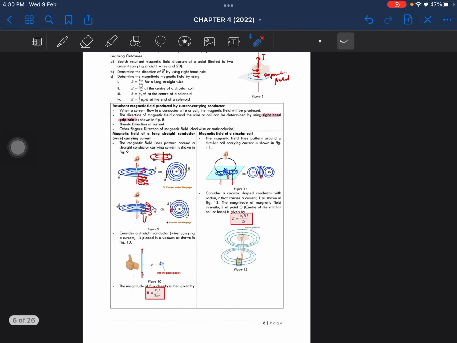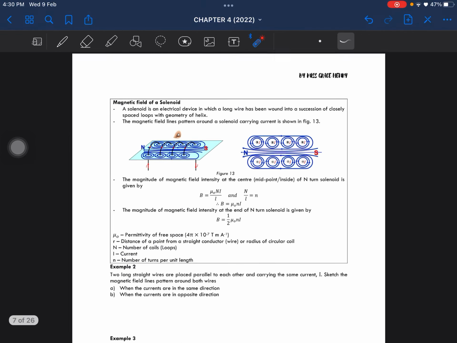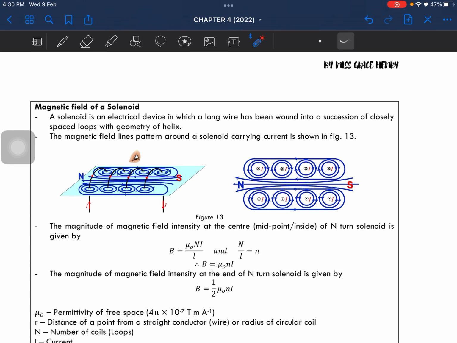What else? Solenoid. A solenoid is an electrical device where a long wire has been wound into a succession of closely spaced loops with the geometry of a helix. You know what a solenoid is, right? For the solenoid pattern, it is shown like this. Remember, X is entering the page, and this one is leaving the page.